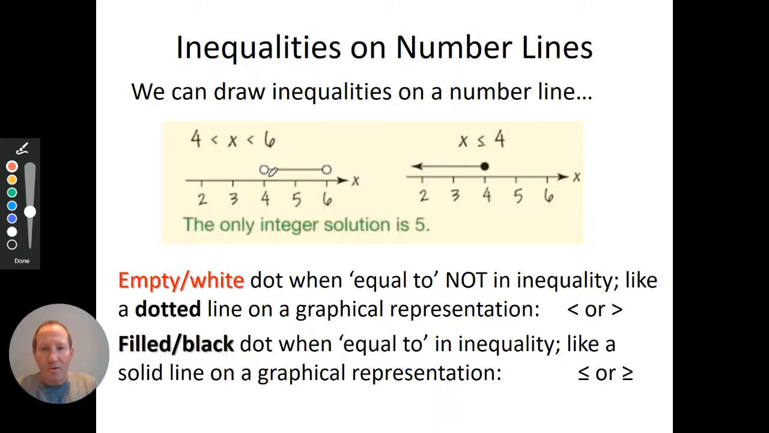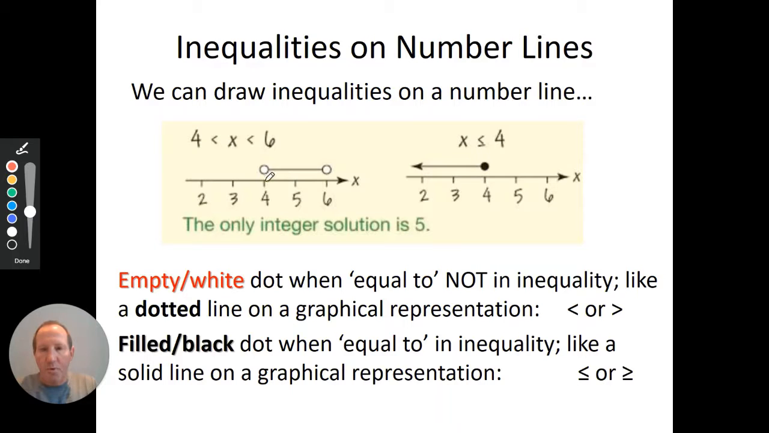Things to look out for is this dot here is not shaded in. It's a white dot compared to this one here, which is black, or it is coloured in. Could be blue if you've got a blue pen, who knows? Maybe even purple. What the heck? Go crazy. Anyway, this 4 is not included because it's got to be bigger than 4.